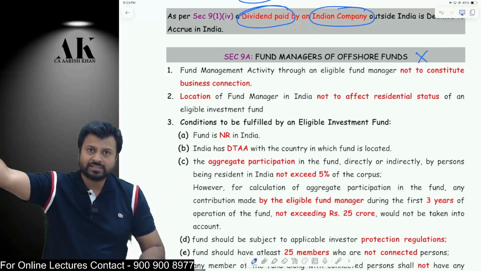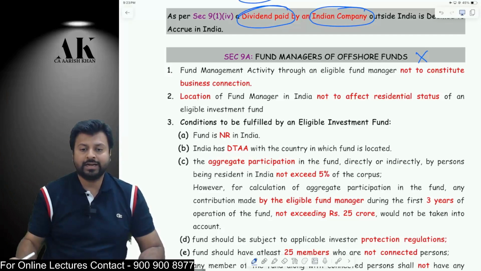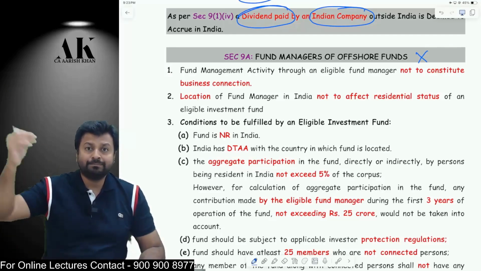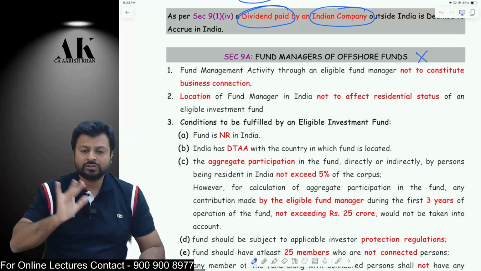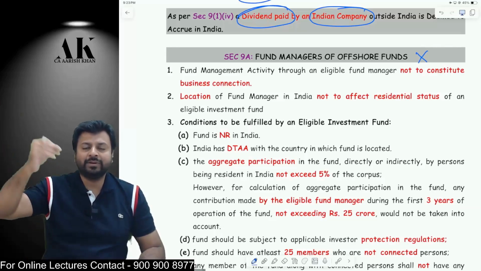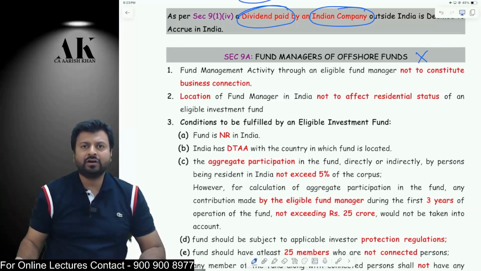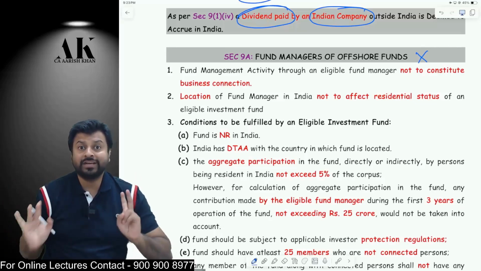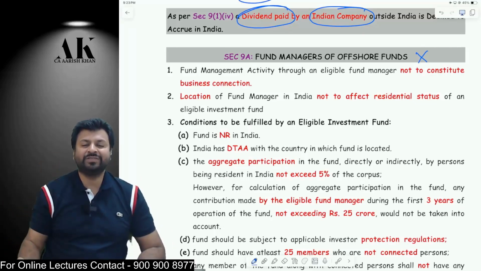There is a fund which is outside India. Okay. The fund is definitely outside India and there is a manager in India. Just because the fund is managed by an Indian manager, that does not mean that the income of that fund will be deemed to accrue or arise in India. So if a fund is outside India and the manager is in India, then that income will not be deemed to accrue or arise in India, subject to 17 conditions. So if they want the exemption, if they want the relaxation, 17 conditions have to be fulfilled.